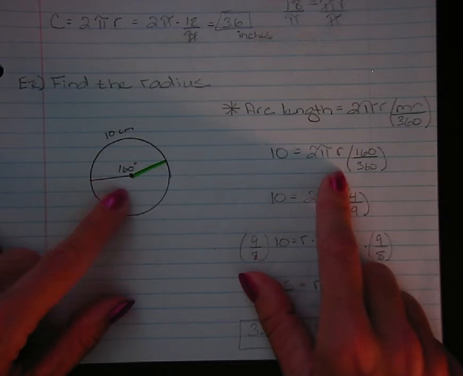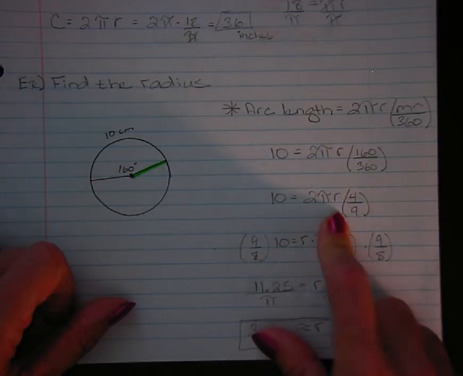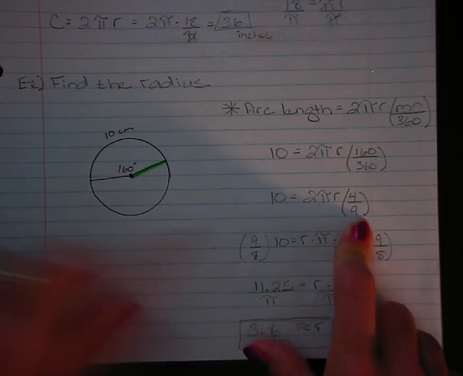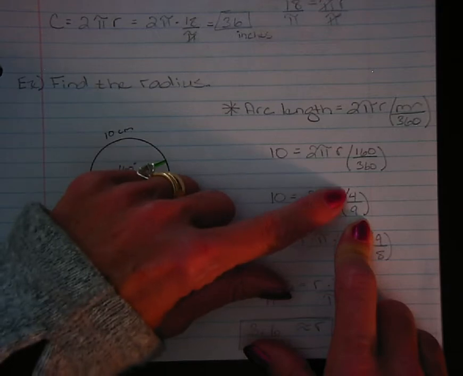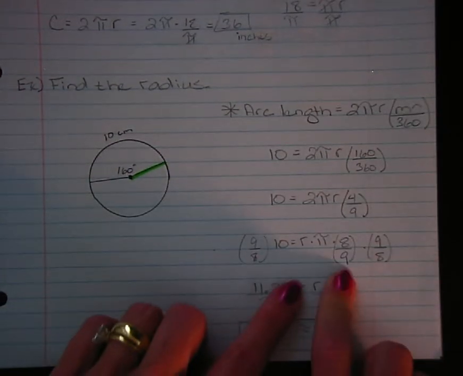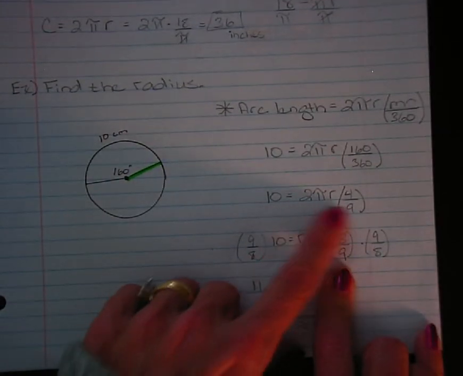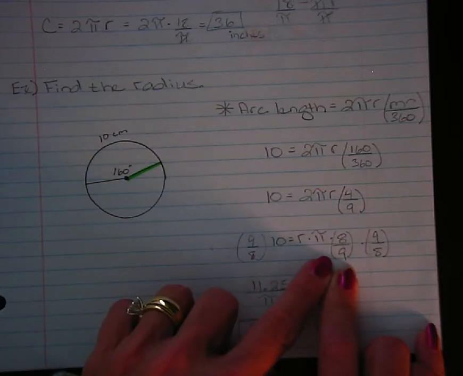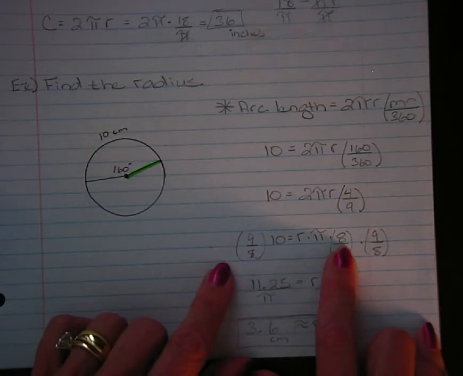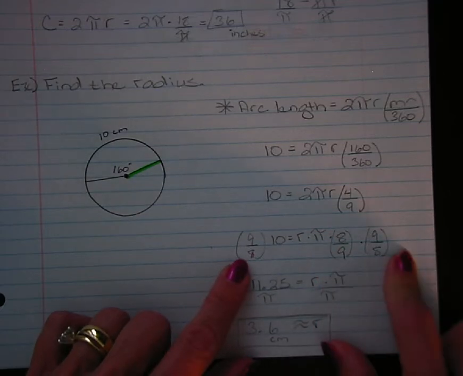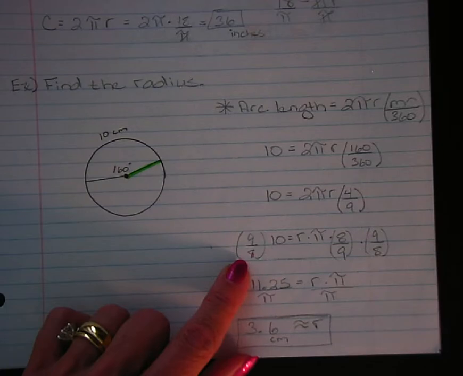2 pi r, I don't know what my radius is, but I do know that 160 divided by 360 will simplify to 4/9. Okay, so I'm just going to simplify that down. And then I know that 2 times 4 is 8. So now I have 8/9. I'm just trying to clean it up a little bit and simplify it. Now I want to get rid of that 8/9. So to get rid of 8/9, remember, you multiply both sides by the reciprocal. The reciprocal of 8/9 is 9/8. So multiply both sides by 9/8.